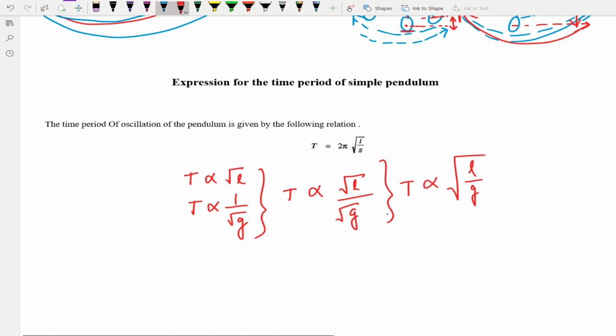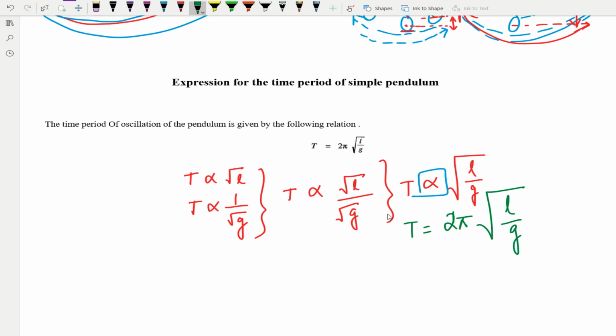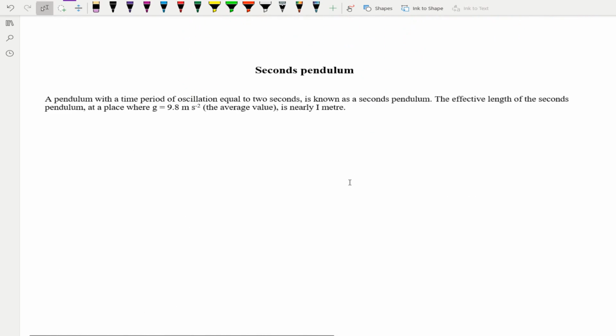And in order to remove this proportionality sign, we introduce a constant, and experimentally the constant was found to be 2 pi. So it is 2 pi root over L by G. So the formula becomes T is equal to 2 pi root over L by G, where L is the effective length and G is the acceleration due to gravity. Understood? Moving on to the last topic, which is the seconds pendulum.